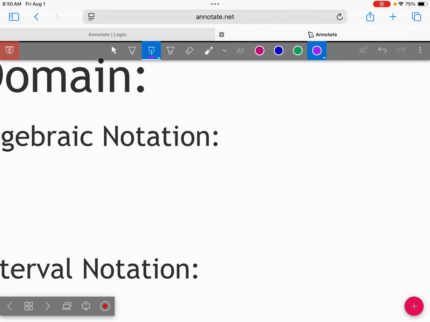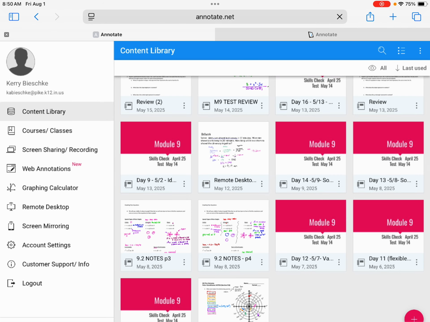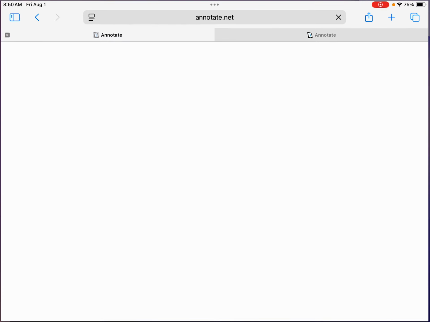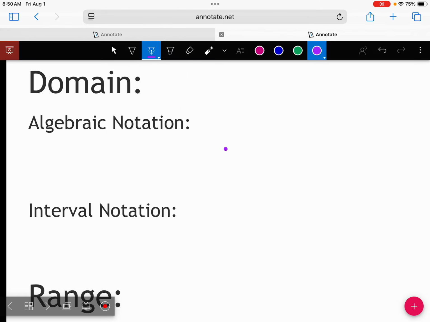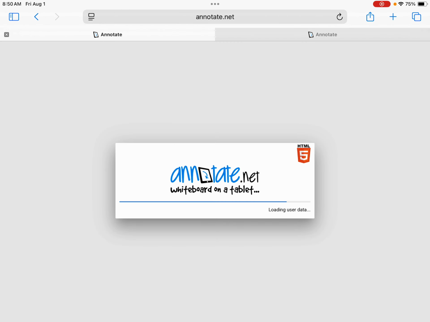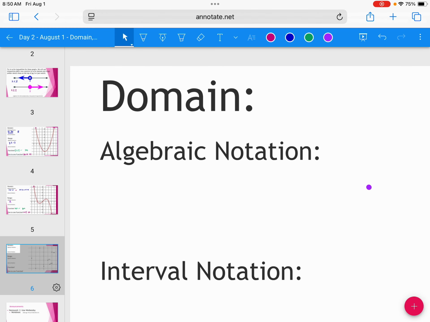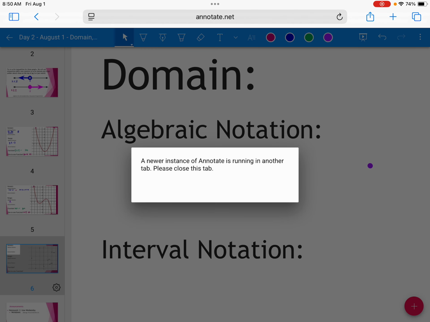So our domain, whoa, chunky pen. Try that again. Wah! Oh, my iPad's frozen. Love that so much. There we go. Yay, we're back. No! Oh my gosh, computer. No, there is not another instance of this program running in a different tab.